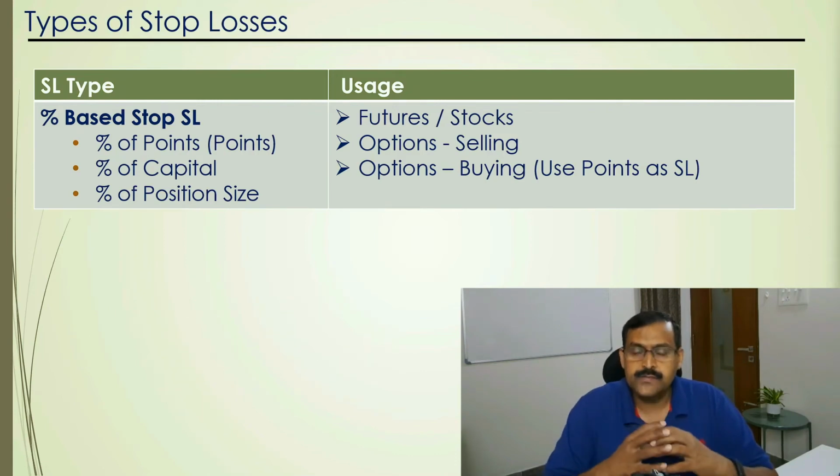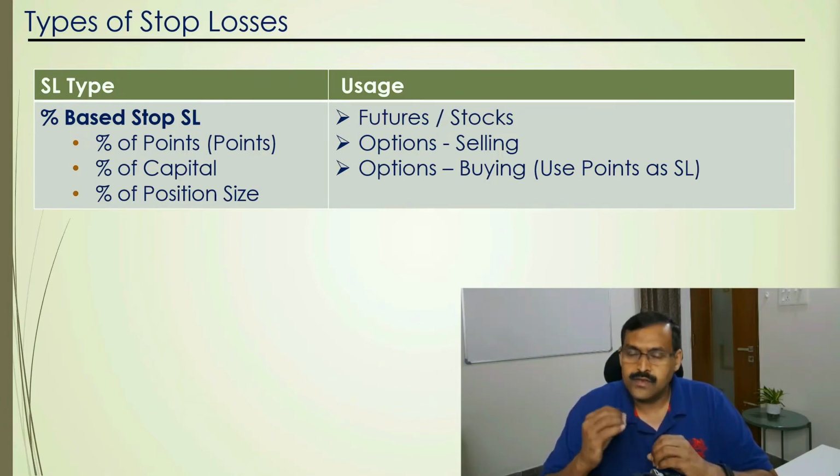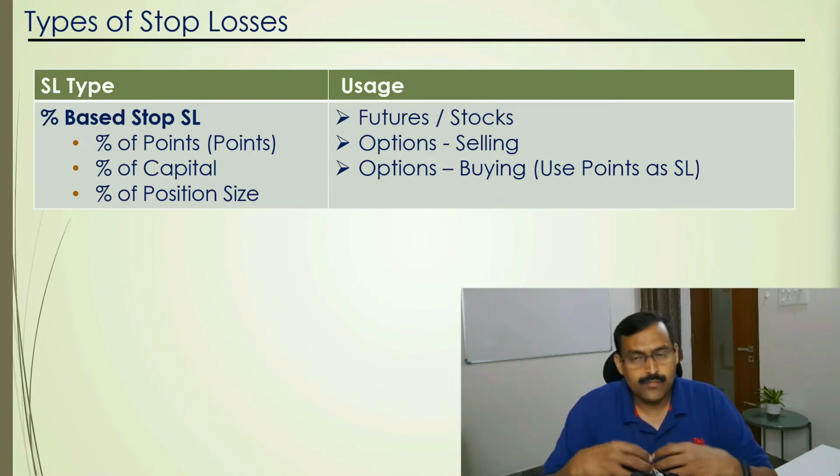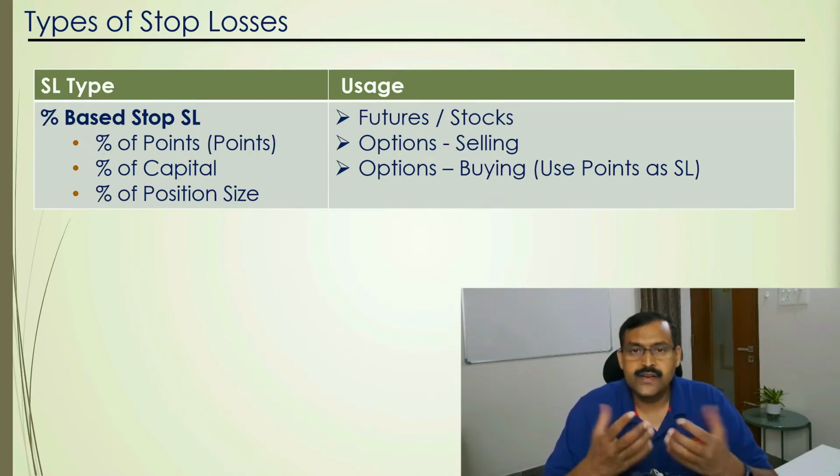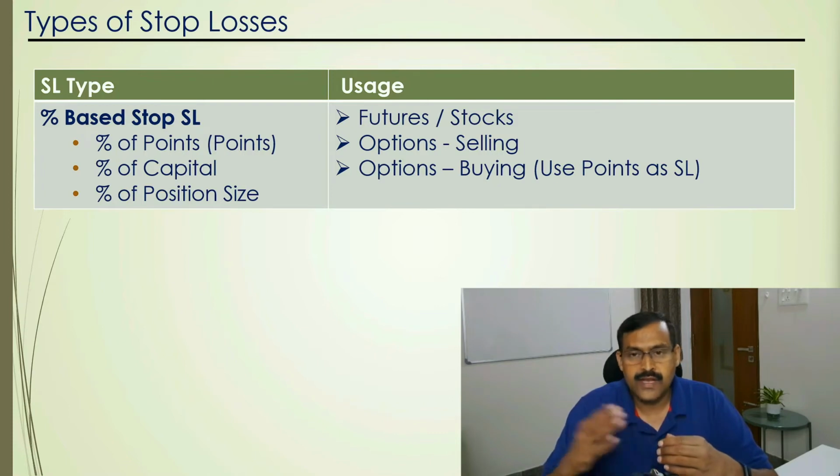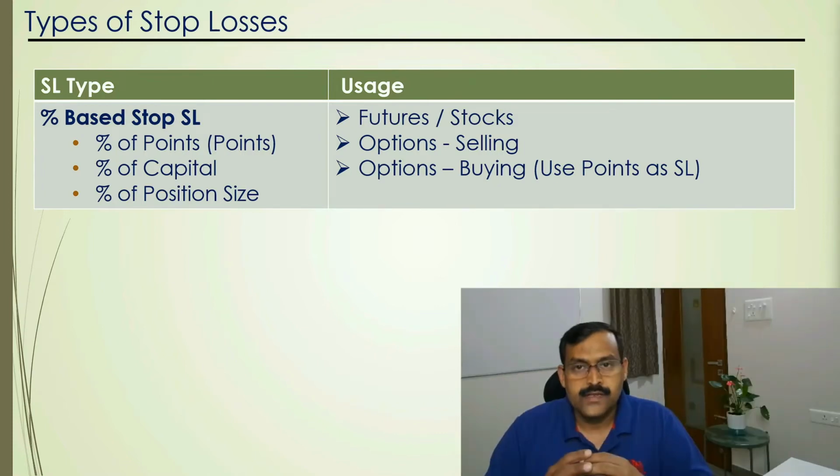You can use this kind of stop loss for futures, stocks, or option selling. For option buying, it is better to use the point based stop loss. That is because when you buy an option, there is theta decay. It will lose its value as the time progresses. I use the points based stop loss for option selling and futures trading.